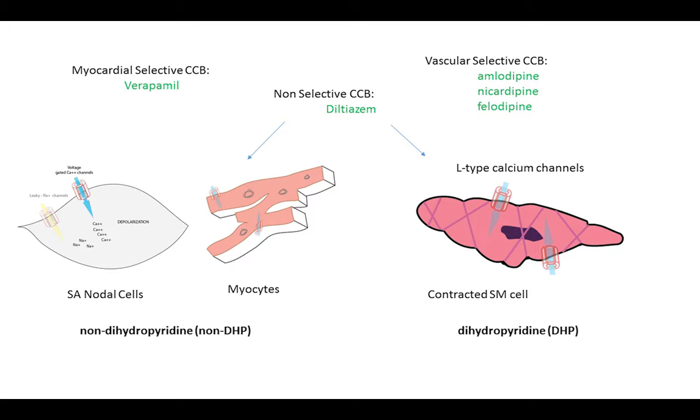It has some overlap. And then we have DHP calcium channel blockers. Because they're highly selective for the L-type calcium channels on smooth muscles throughout your whole body, they're used primarily to reduce systemic vascular resistance. Some examples, and they have the suffix "pine," are amlodipine, nicardipine, and felodipine.